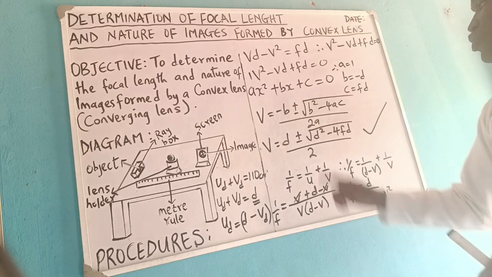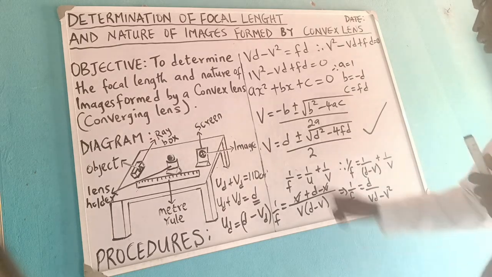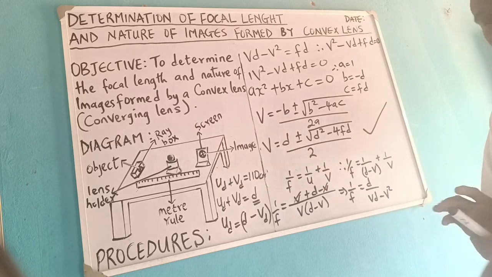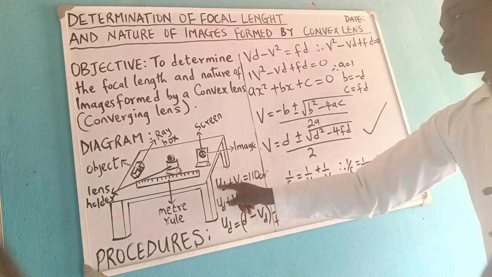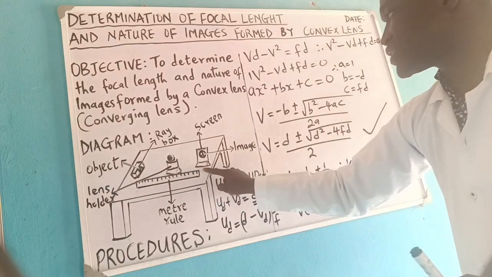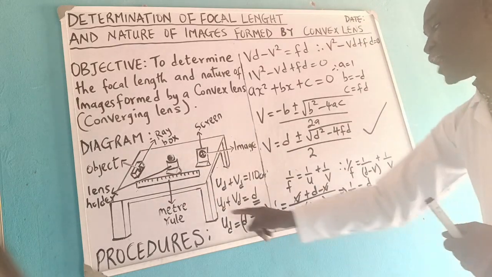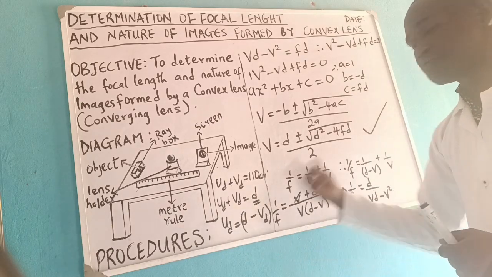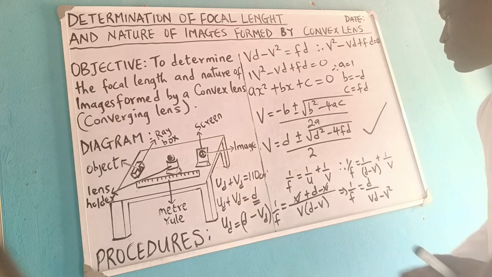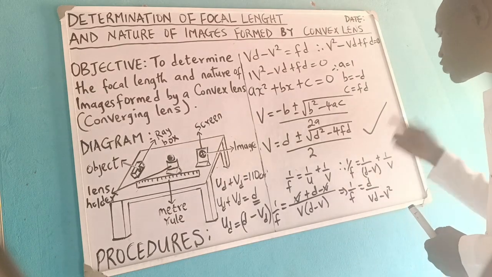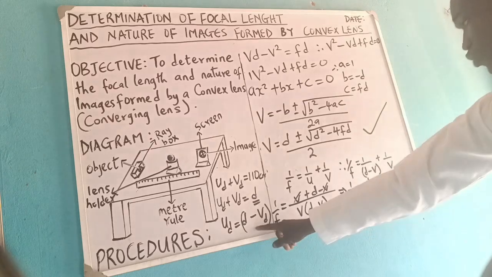We said go to the lens formula: 1 over f equals 1 over u plus 1 over v. Then since u plus v equals 110, because they said the distance from here to the screen is 110, it means that u plus v equals d. That means u will be equal to d minus v. That is the implication. Then come here and replace your u with d minus v.